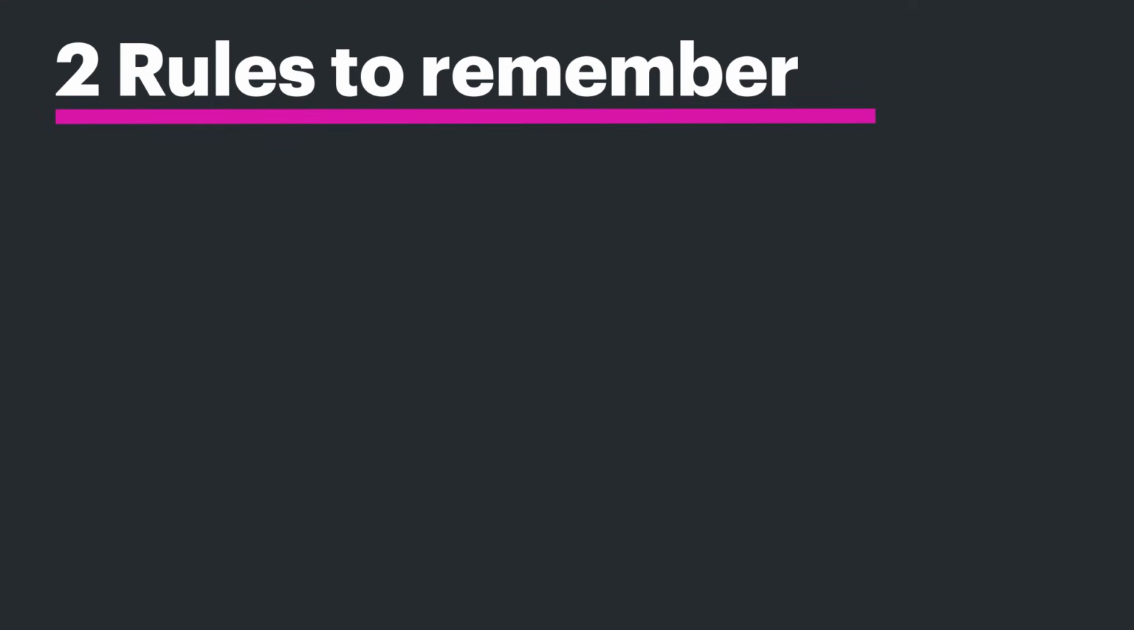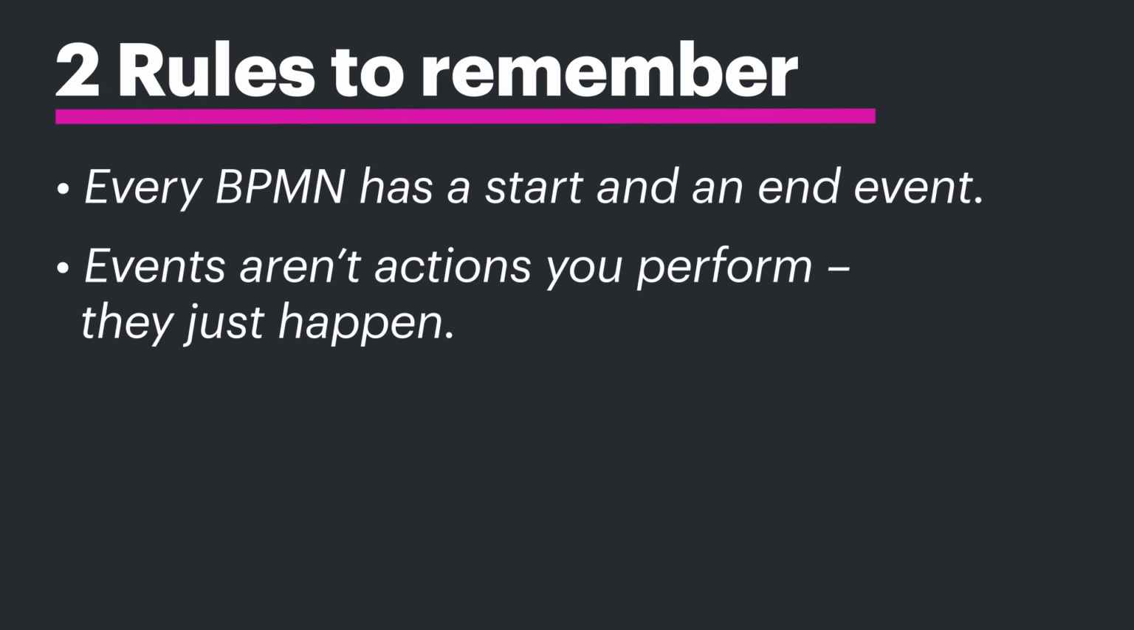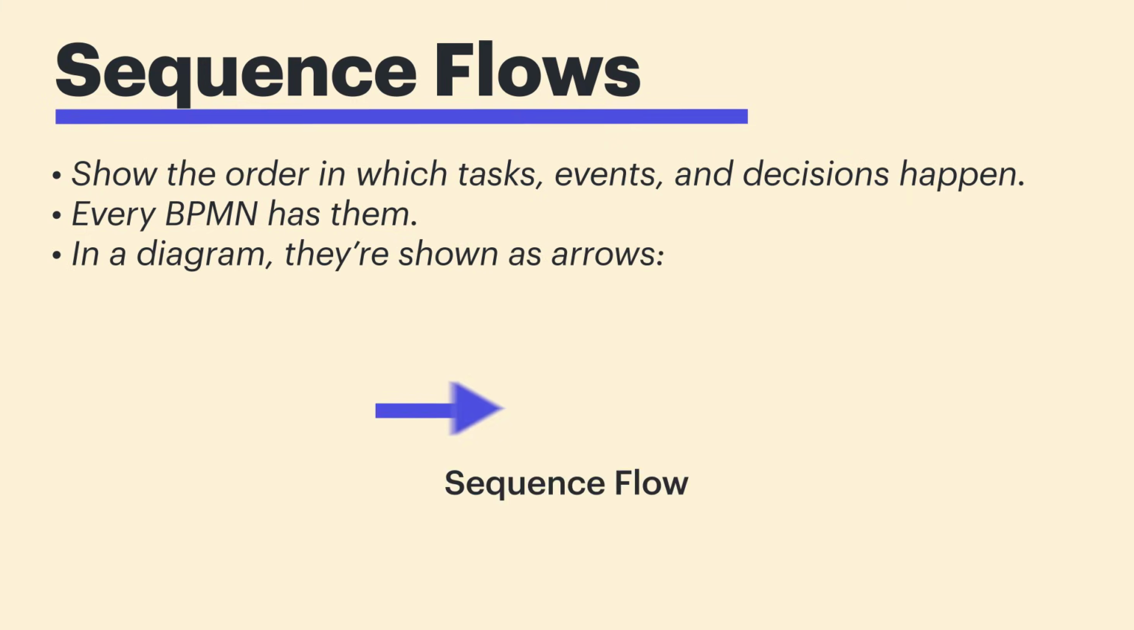If nothing else, just remember these two rules about events. First, every BPMN has a start and an end event. And second, events aren't actions you perform, they just happen. Now that we know where a process begins and ends, the next step is showing the path between those points. And that's where sequence flows come in. Sequence flows show the order in which tasks, events, and decisions happen. Every BPMN has them, and in a diagram, they're shown as an arrow connecting everything together.